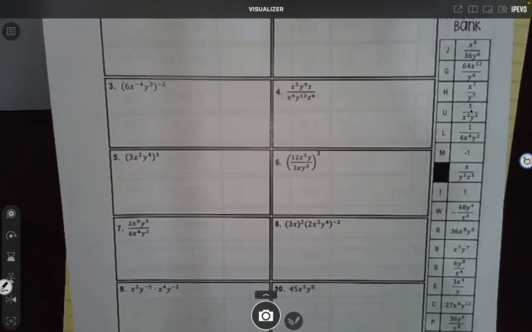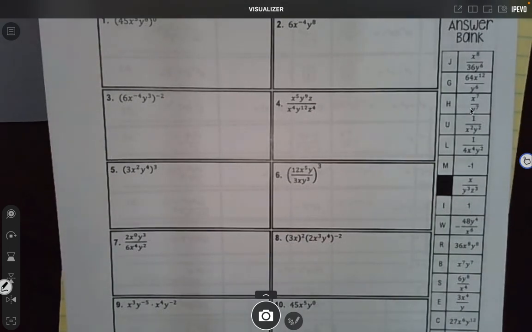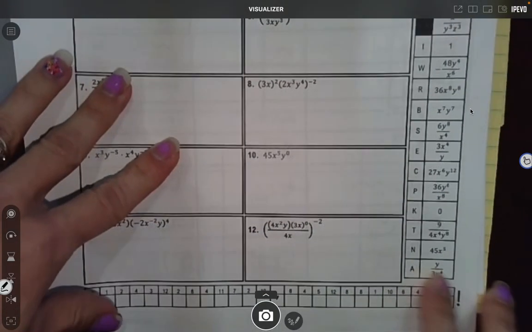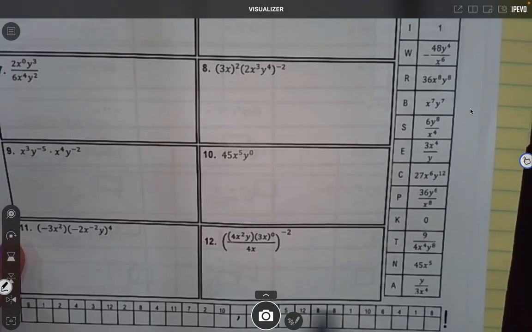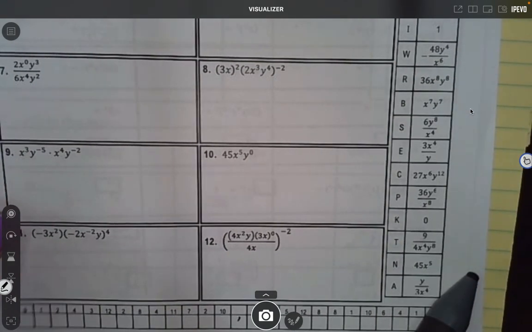What one on this page? Y'all, I'll do 2 of these. What 2 do y'all want me to do? Any 2? How about number 8? 12. 8 and 12. Okay. I will do number 8 and 12. Y'all don't forget to fill out the boxes at the bottom. This kind of helps. It gives you answer choices, okay?